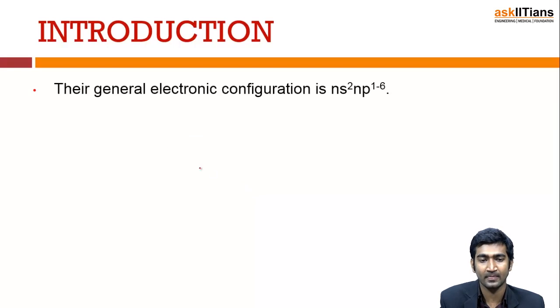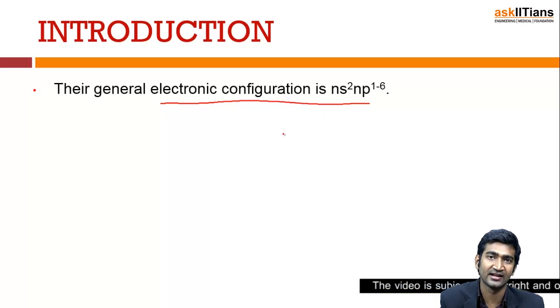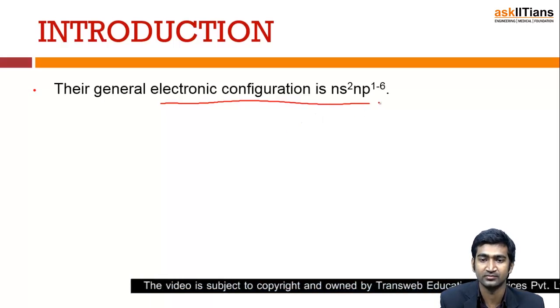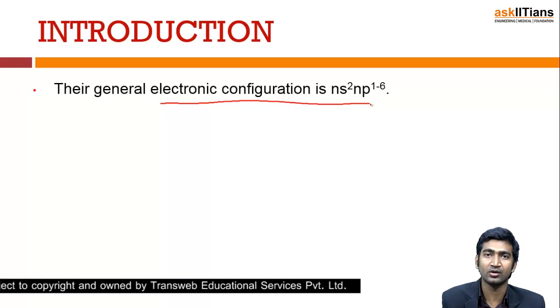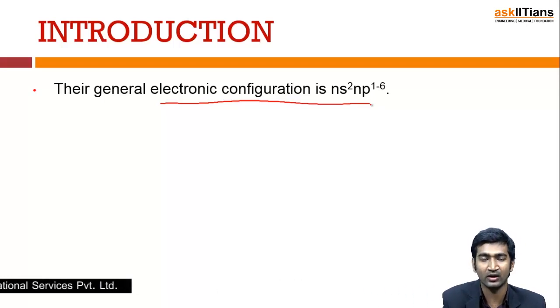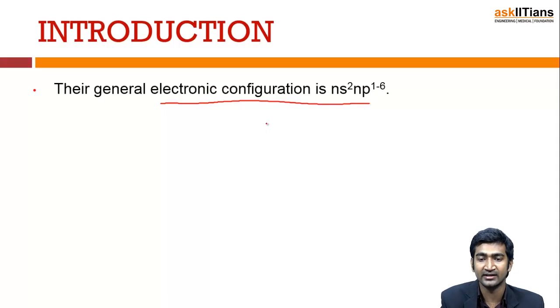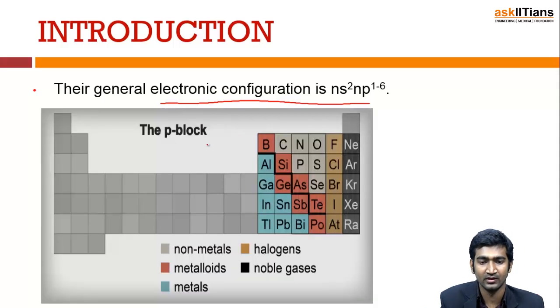You can also see that the electronic configuration is ns2 np1 to 6. The number of P electrons will depend upon the group number. If it is 13, then np1, up to np6. So in total, in the last shell, I can have a maximum of 8 electrons. This is the P Block Elements, guys, starting from 13, 14, 15, 16, 17 and 18.